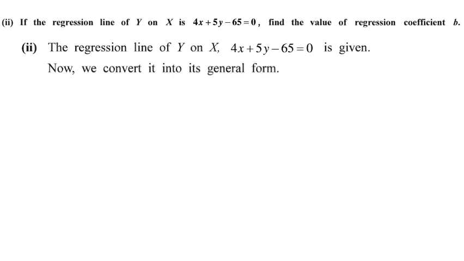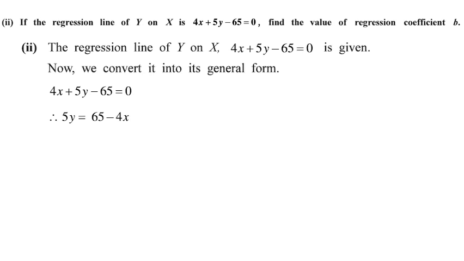How? Our standard format, as you can remember, is y is equal to a plus bx. That means on the left side of the equal to, we need just y, and everything else will be transferred to the right side of the equal to. As you can see here, 4x and negative 65 we will transfer to the right side of the equal to. That way negative 65 will become positive 65 and 4x will become negative 4x.